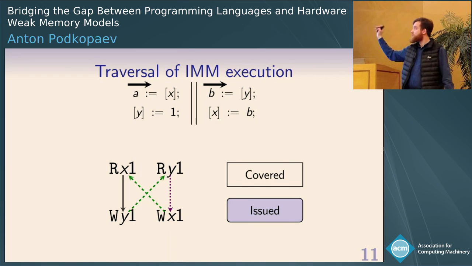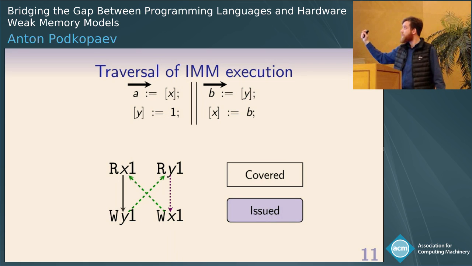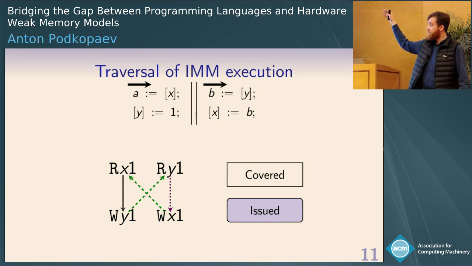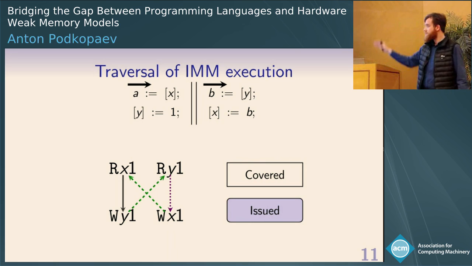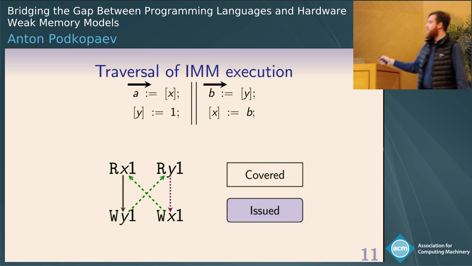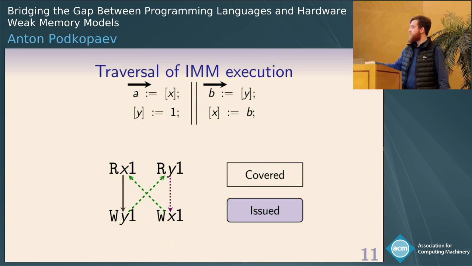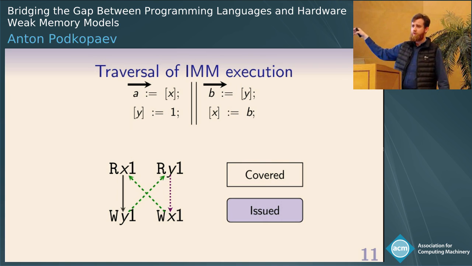So let me show you the whole traversal of this program, of this execution, and the corresponding steps which promise semantics takes to simulate this traversal. First of all, here we can either cover some step or issue some step, in general in traversal, but here the only thing which we can do in the beginning is to promise this write. And it's due to the fact that reads cannot be covered until the corresponding writes are issued.